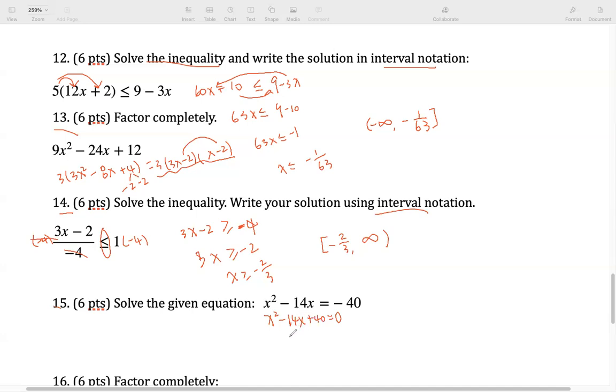Now we think about two factors of 40 that add up to 14. That's obvious. 10 and 4, right? And both be negative. Multiply negative 10 with negative 4, we get a positive 40. Add negative 10 with negative 4, we get negative 14, the middle term. So this means x minus 10 can be 0, or x minus 4 can be 0. So x has two solutions, 10 and 4.